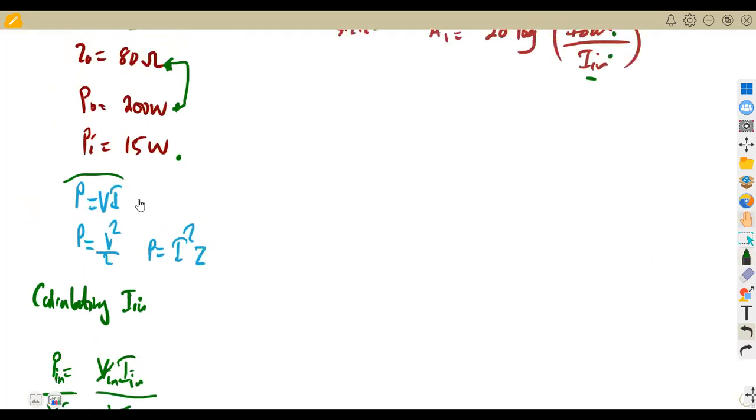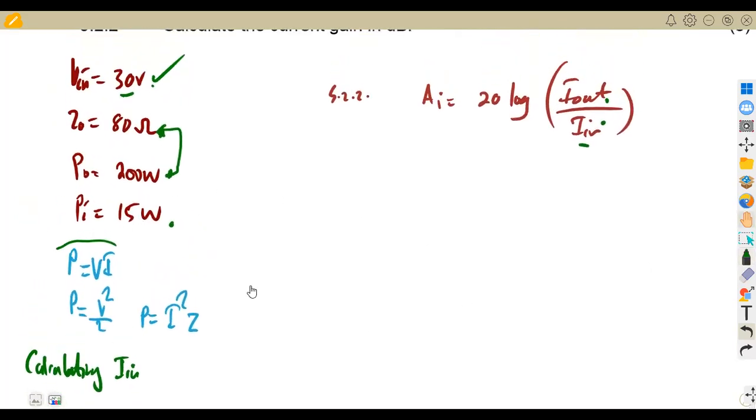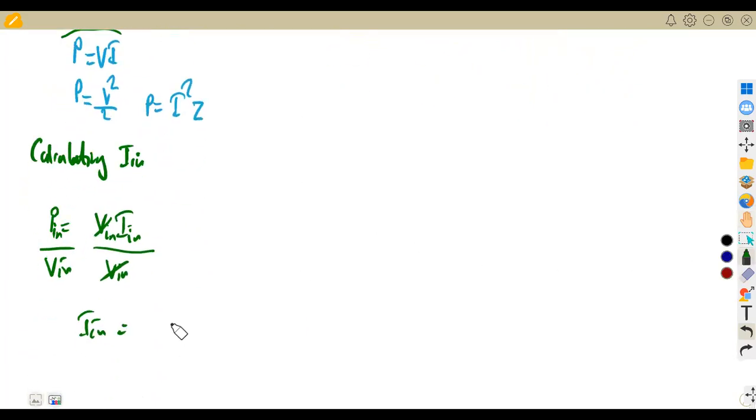Pin is 15 and Vin is 30, so it's 15 over 30. Remember, this is current measured in amps. That will be 0.5, or a half, which is 0.5 amps. We do the same thing to calculate the output current, since we are talking about the gain of current.